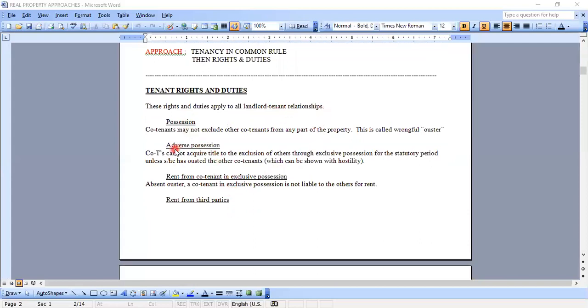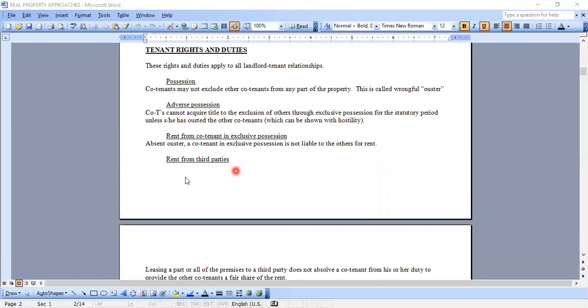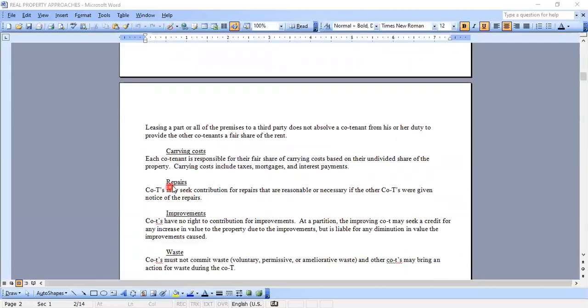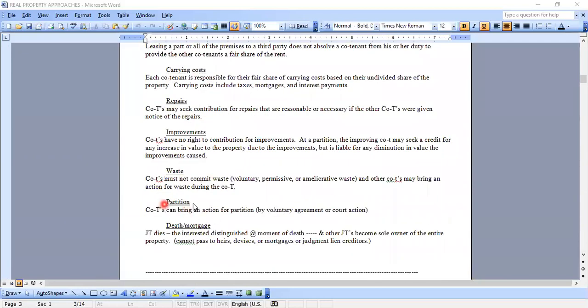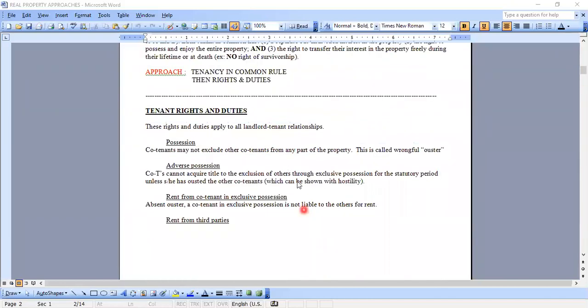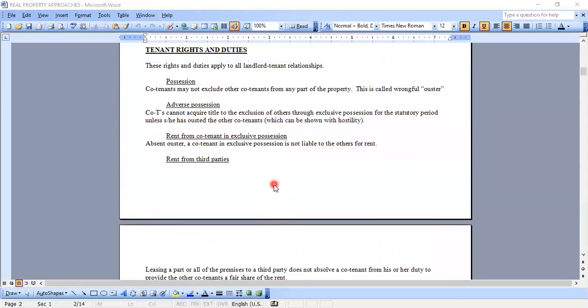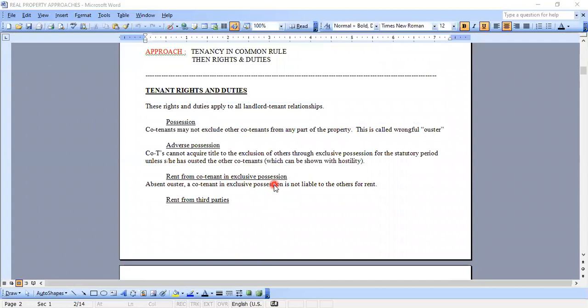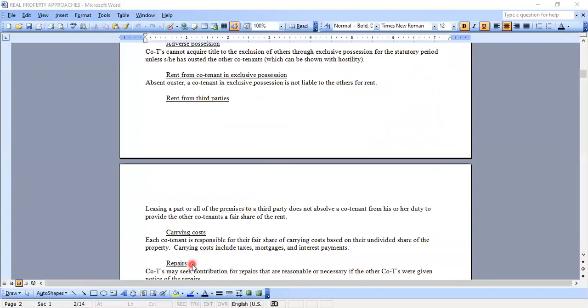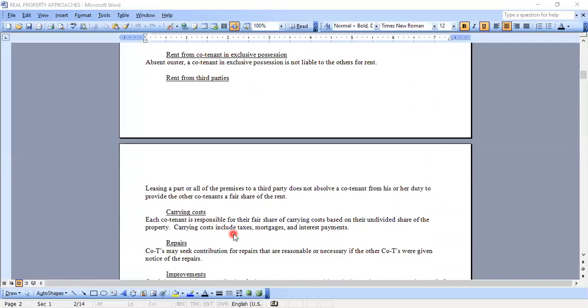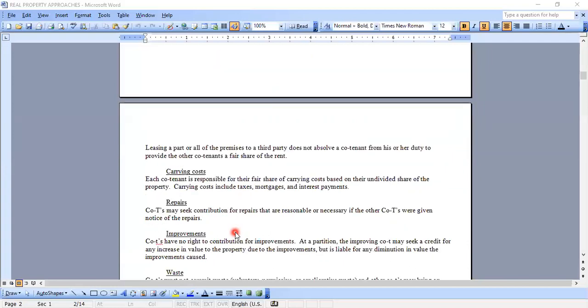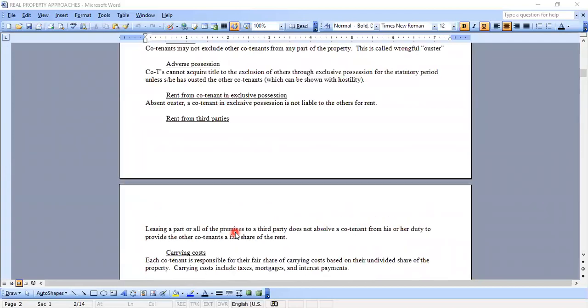So we have possession, adverse possession, rent from co-tenant, rent from third parties, carrying cost, repairs, improvements, and waste, partition, death, or mortgage, which we talked about earlier. So all of these things might come into play in an essay or an MBE, and you have to know: is co-tenant one liable for, let's say, repairs to co-tenant two? Co-tenant one, what portion of the carrying cost do they carry? Do they carry it for tenant two? Now, does tenant two get the right to reimbursement or not? So those all have different rules.